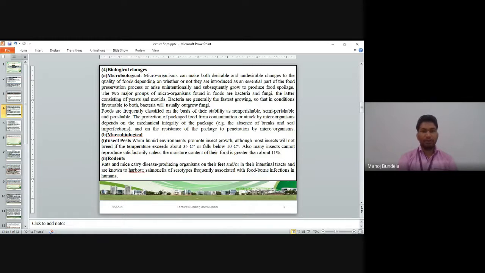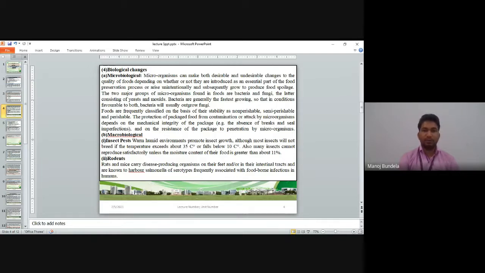Foods are frequently classified on the basis of their stability as non-perishable, semi-perishable and perishable. Perishable commodity means they take very little time, after which spoilage will occur. Semi-perishable means we can store them for some period of time. Non-perishable means we can store them for a longer period of time.